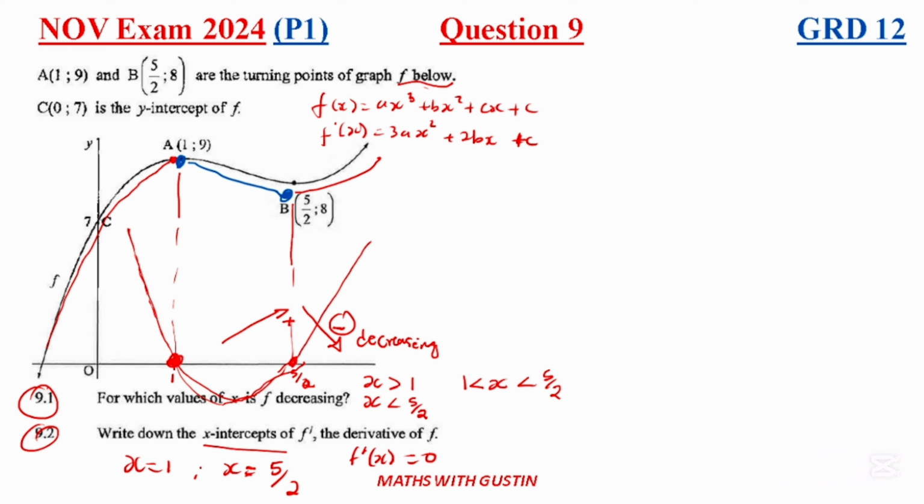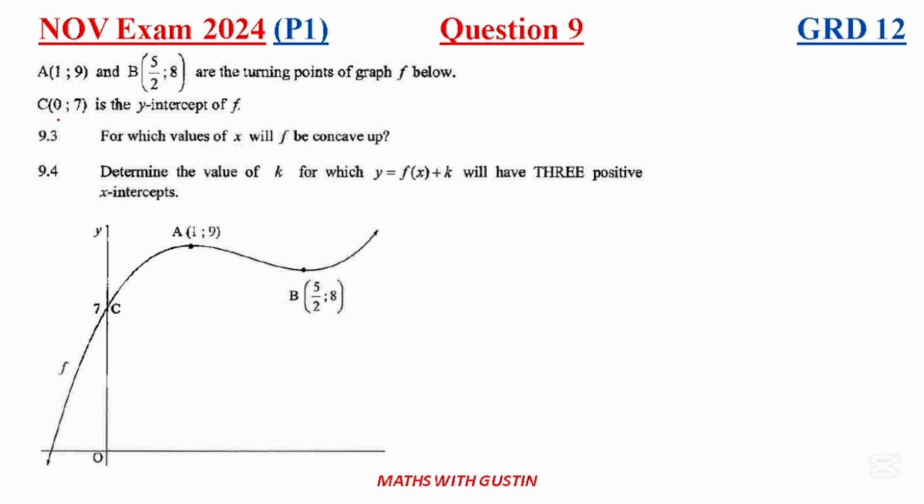So I hope you fully understand. Now let's move on to 9.3. It says here, for which values of x will f be concave up? Okay guys, so now let's have a look at this one. Starting from here, just by looking at it, this is concave down up until a certain point here. Now from this point here, the graph starts to concave up like that.